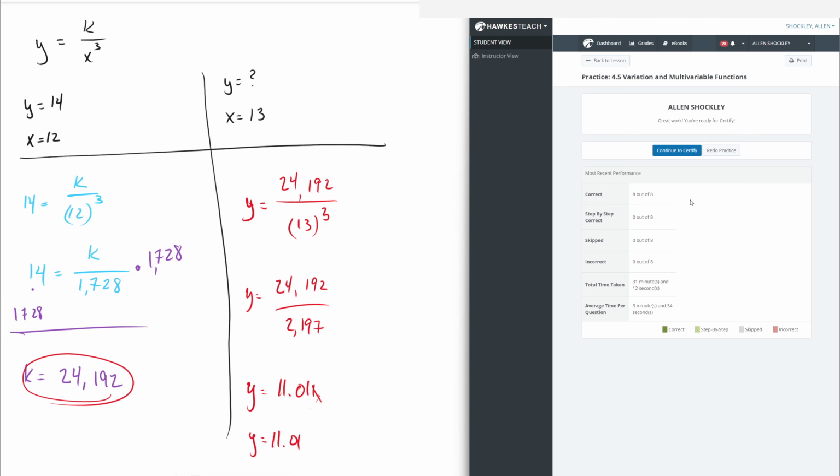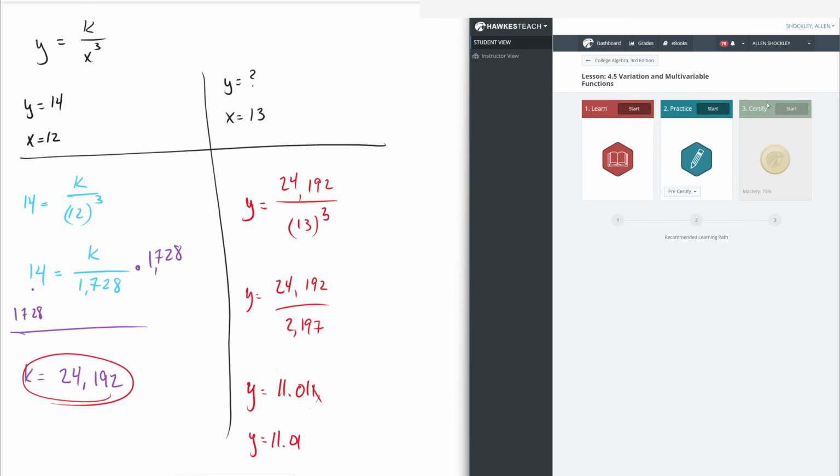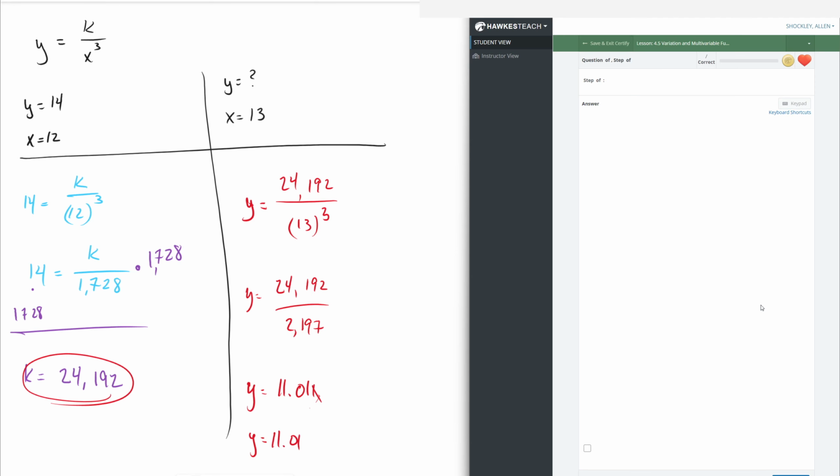So I could continue over to certify. Certify is just a bunch of the same stuff all over again. Again, read the first sentence. That will give you your equation, and then use your numbers generally in order. They don't go anything too crazy.